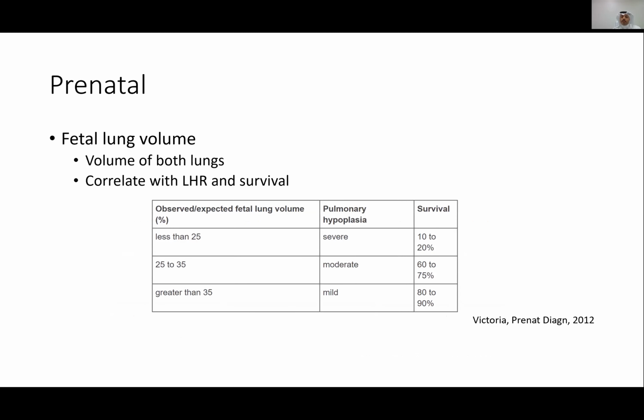What about other parameters that can be used in prenatal ultrasound? Fetal lung volume is also commonly used, which basically calculates the volume of both lungs. And it was actually correlated with LHR and survival. Again, if you have fetal lung volume less than 25%, then the chance of survival is about 20%. Greater than 35%, you have 80 to 90% survival.